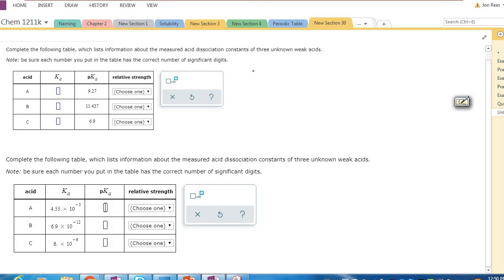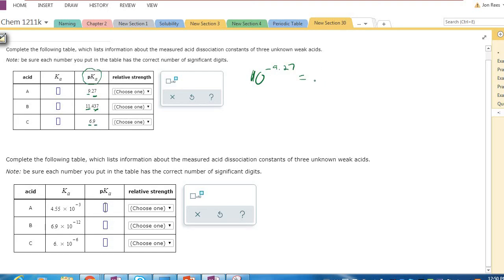So let's do the first one. We would set that up, number A, as 10 raised to the minus 9.27. So we plug that into our calculator to get the Ka. When we are looking at a log scale, which is what the P is, we only look at the decimals. So we're going to ignore those prefixes in front of the decimal in order to understand our sig figs. The answer for this one would have 2 sig figs. This one would have 3 sig figs. This one would have only 1 sig fig.